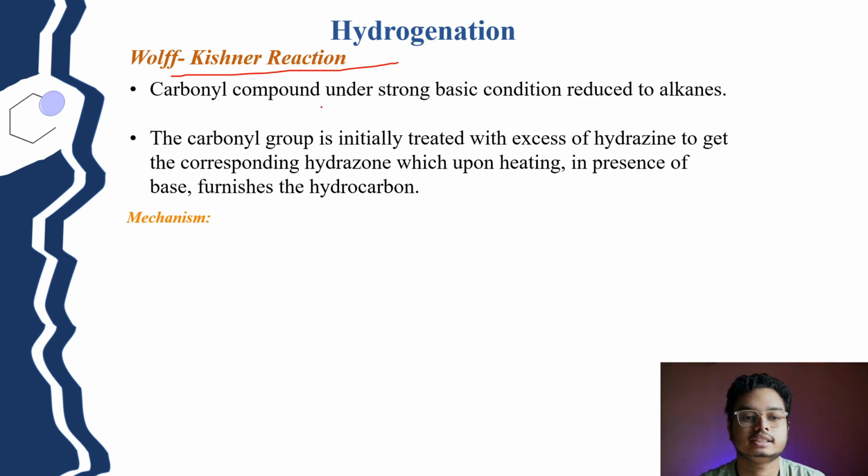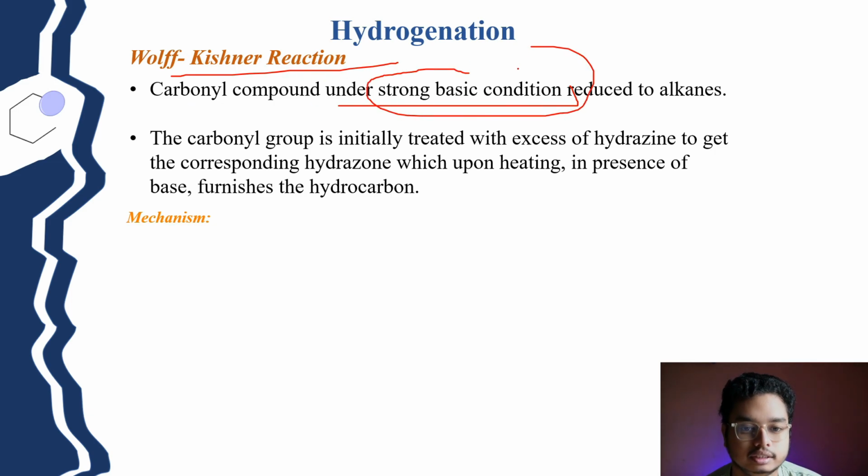The Wolff-Kishner reaction is a reaction where carbonyl compounds are reduced to alkanes under strongly basic conditions. In our previous Clemmensen reaction, the condition was strongly acidic, but in the case of the Wolff-Kishner reaction, the condition is strongly basic. The carbonyl compound is initially treated with excess hydrazine to get the corresponding hydrazone, which upon heating in the presence of base furnishes the hydrocarbon. So what is the mechanism of this reaction?